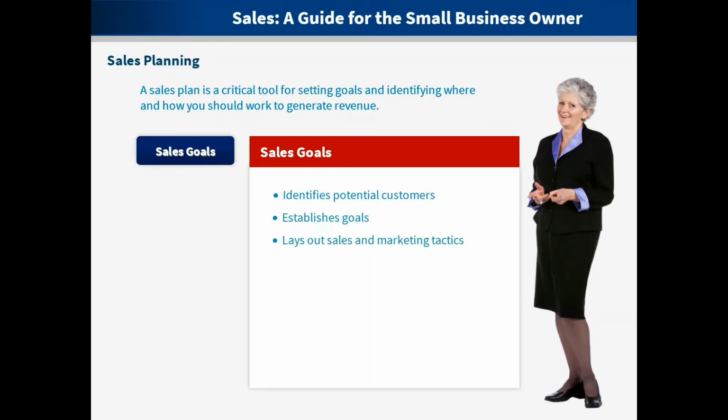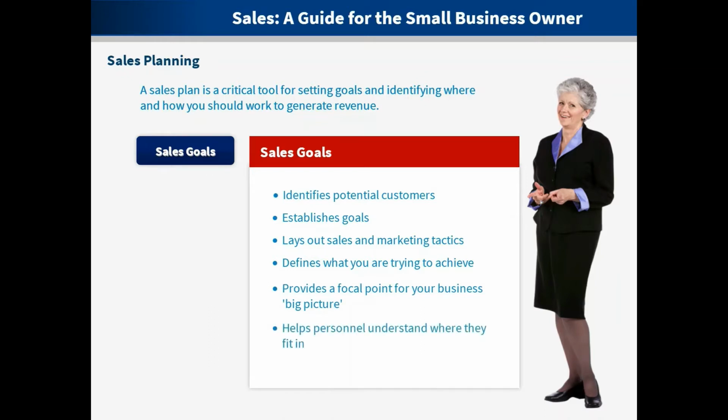An overall company sales goal defines what you are trying to achieve and provides a focal point for your business's big picture. It also helps your sales personnel better understand where they fit into your operation. You also need to establish individual goals for salespeople based on his or her skills, knowledge, and abilities. Both your overall goals and any individual goals need to be achievable. Setting an unrealistically high target can backfire by making failure seem unavoidable.